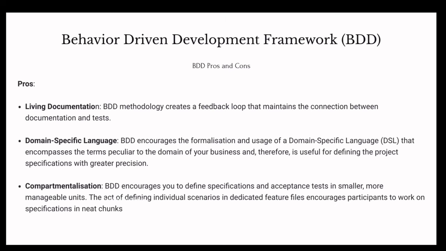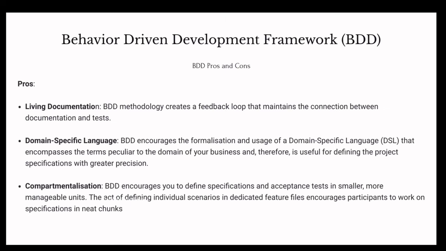There are certain pros and cons for the BDD frameworks. The pro is living documentation. As we are writing the feature files, it gives a very good connection between the documentation and the test class, because we are getting continuous feedback. So we are improving our feature files and everything. Domain specific language: BDD encourages the usage of domain specific language. It encompasses the terms peculiar to the domain of your business, and therefore is useful in defining the project specifics with greater precision.